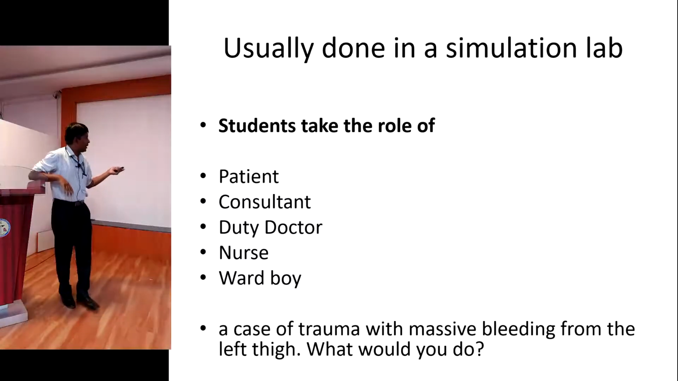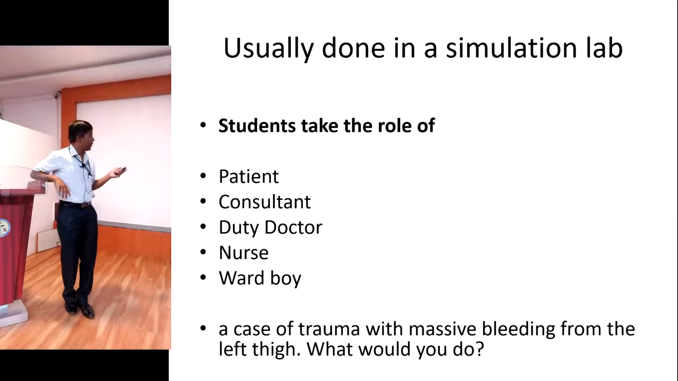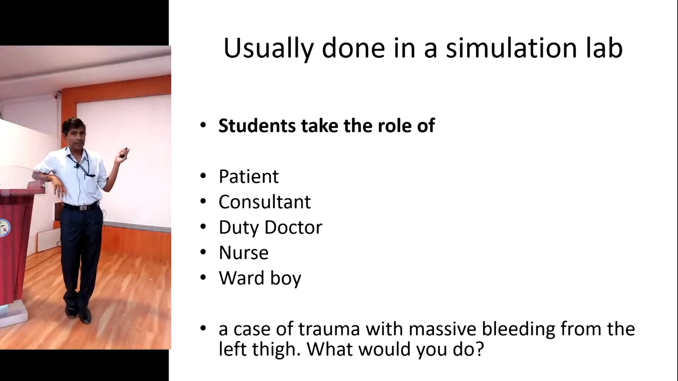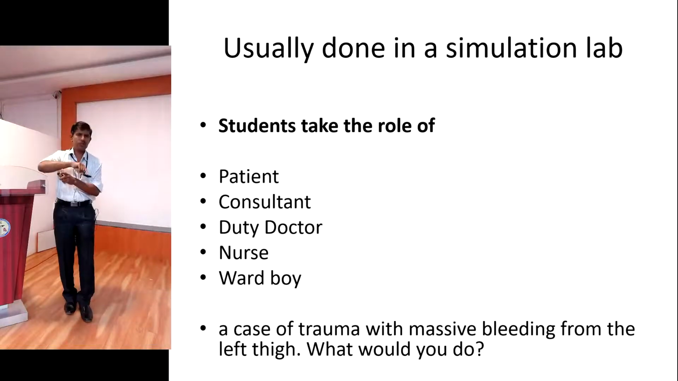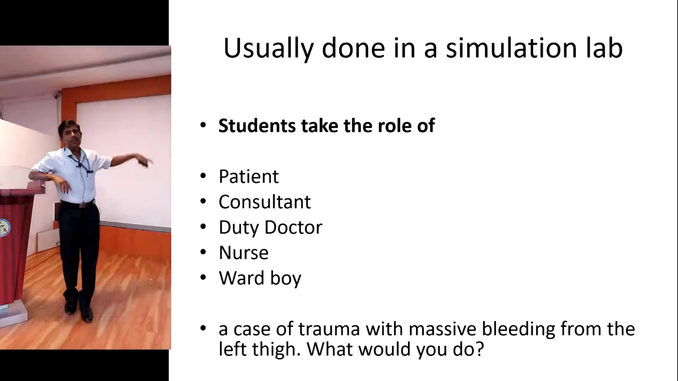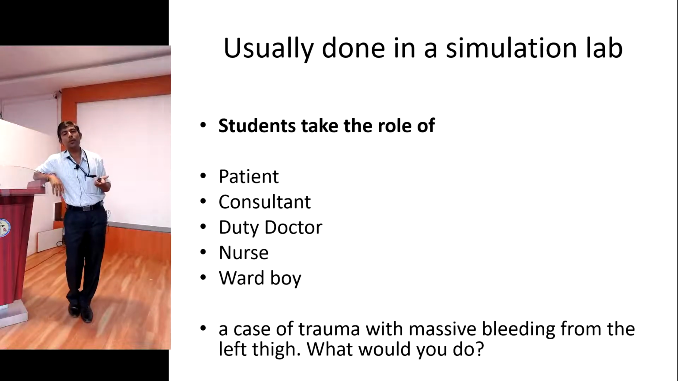Here, one person becomes the patient, another becomes the consultant, duty doctor, nurse, and one of the students acts like a ward boy. So, what are they supposed to do? Some of these things can be practiced in the skill lab, the simulation lab. For example, somebody has a myocardial infarction, what are you going to do? Each one has a different role. So, you come together and practice that. Now, you switch roles. Who was a consultant becomes a ward boy now. Again you keep on practicing, so that you come to know what each person plays in a situation.